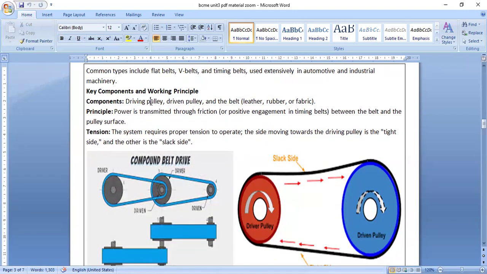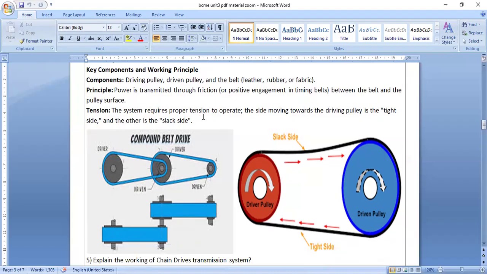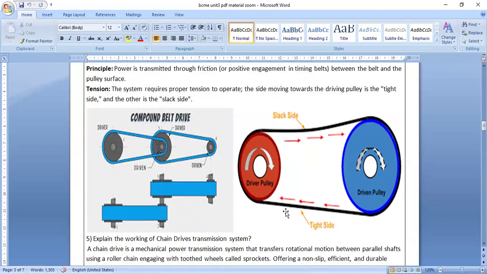The components, principles, and tensions: you can see the driving pulley, driven pulley, and the belt are used here. The power is transmitted through friction between the belt and the pulley surface. The system requires proper tension to operate. So the tension is there, on the slack side and the tight side also.